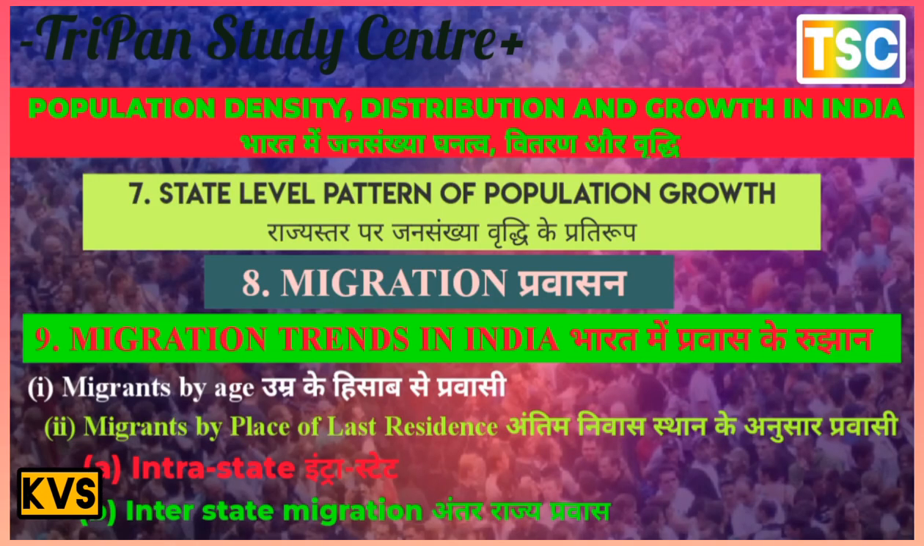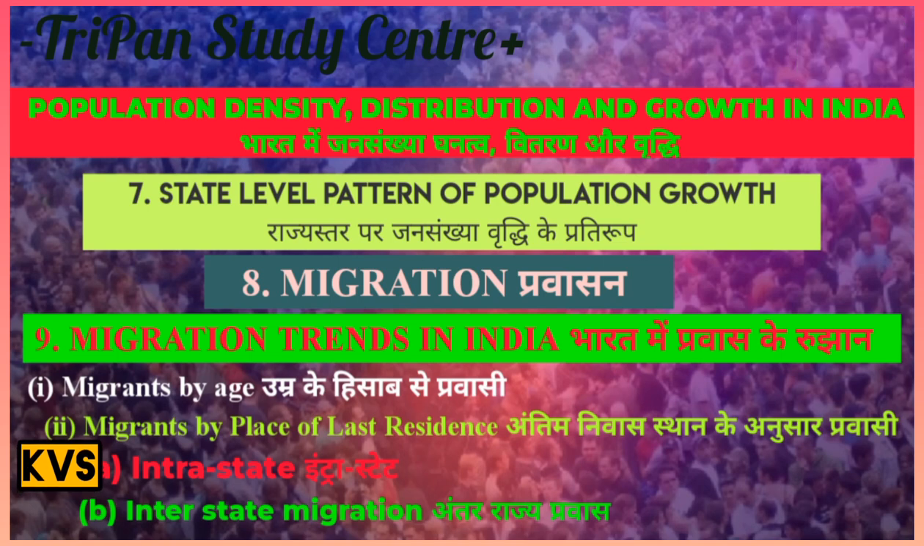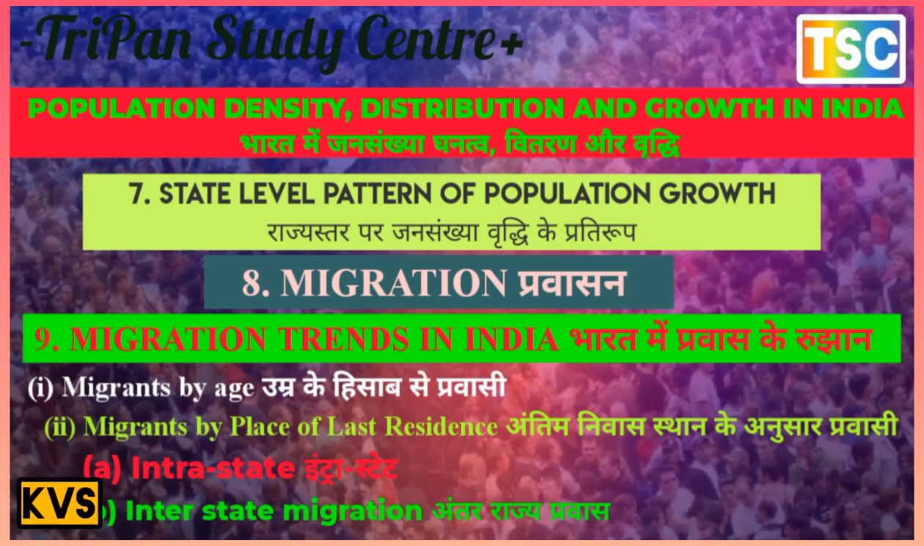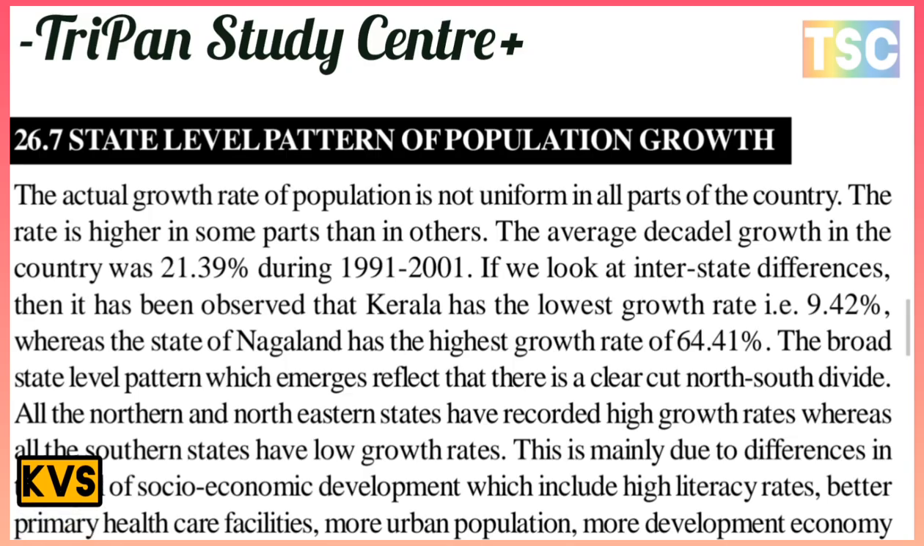Next, state level patterns of population growth. The actual growth rate of population is not uniform in all parts of the country. The rate is higher in some parts than in others. The average decadal growth in the country was 21.39% from 1991 to 2001. There is one important point here: the 10-year difference.